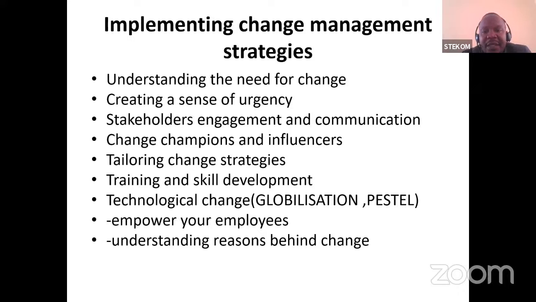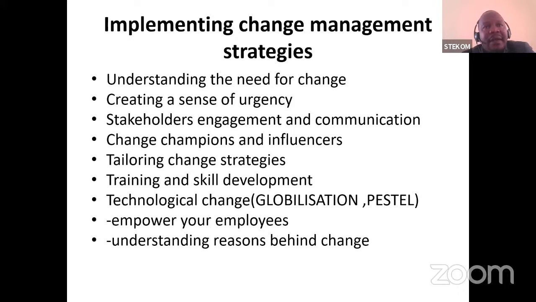You make sure that you are the champion of the influencers. So we as leaders, as lecturers, people who stand in front of others as managers, as directors, as lecturers, you make sure that you're the champion. And you don't just talk, but you walk the talk. The other one is about issues of training and development.